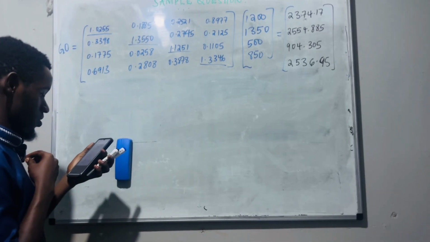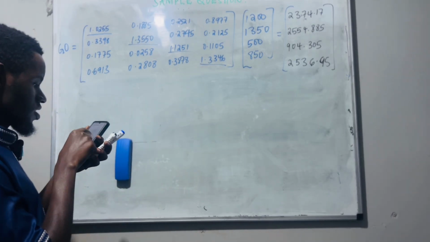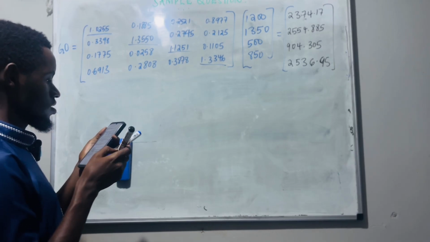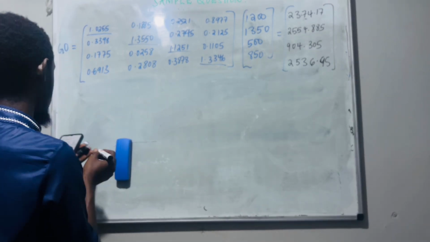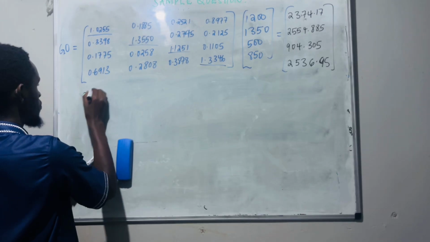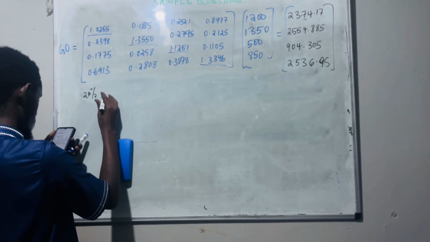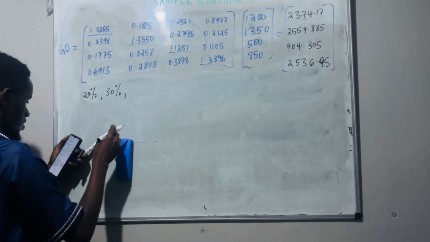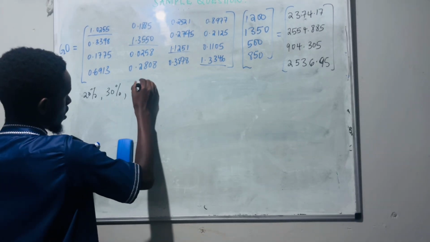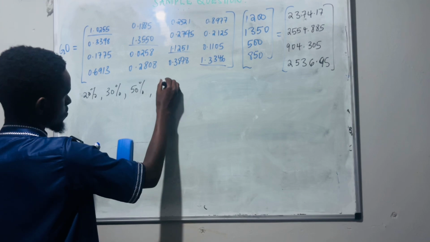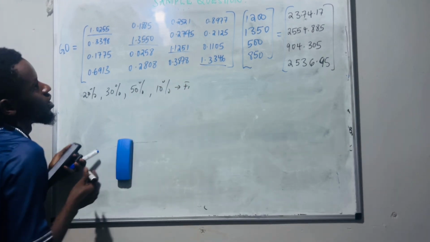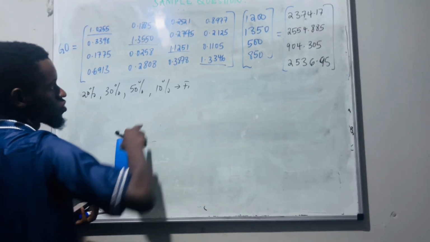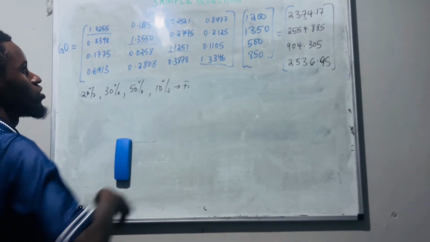The question is saying, suppose there is an increase in the sector by 20%, then there is also 30%, then likewise 50%, and then 10% in the final demand. This is the final budget. Now our budget has changed from this to a new one. Therefore, we need to find the new budget.